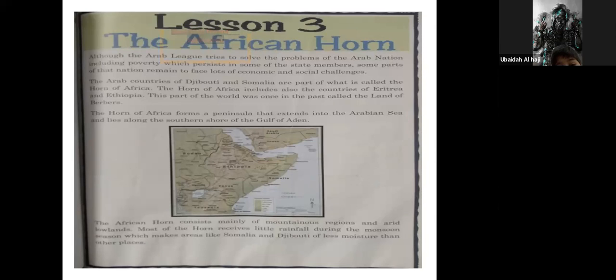African Horn. In fact, first of all, as you know, the Arab League of the Arab countries are trying to work together to solve the problems in this important part of the Arab world, the African Horn. The African Horn consists of one of the most important Arab countries in Africa, which are Somalia and Djibouti. In fact, dear students, many students don't know that Somalia and Djibouti are Arab countries. Do you know that? But they are located in Africa, of course.